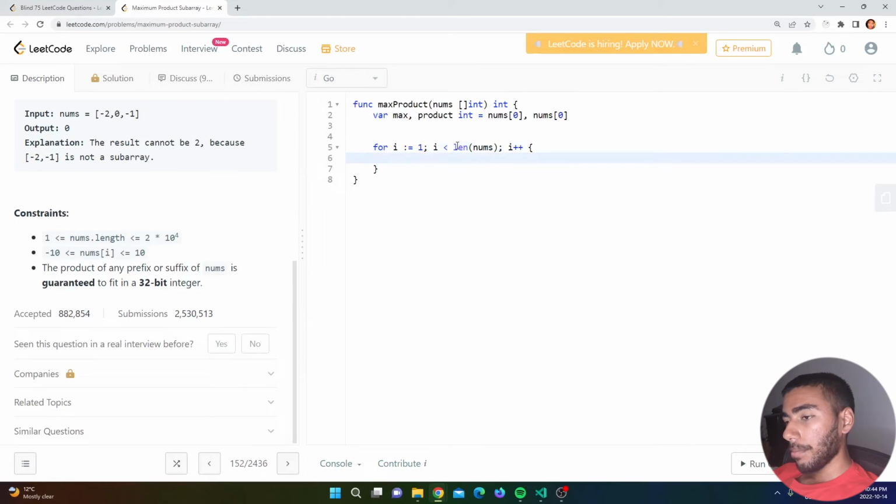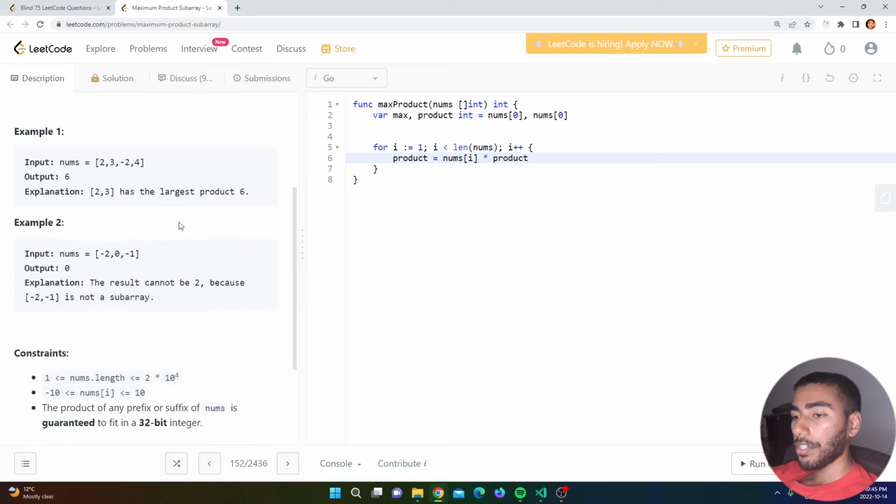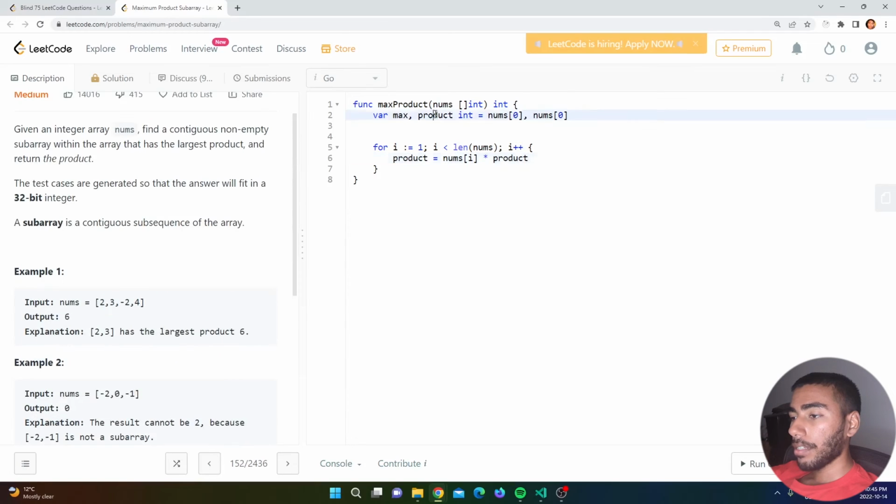So now let's keep track of the product. So the product is equal to nums at index i times the previous product, right? So it's whatever the product is for before that times the number it is now. So for the first case over here, let's say product is nums[0], which is 2, and then we get to indice 1, which is 3. So 3 times 2 is 6.